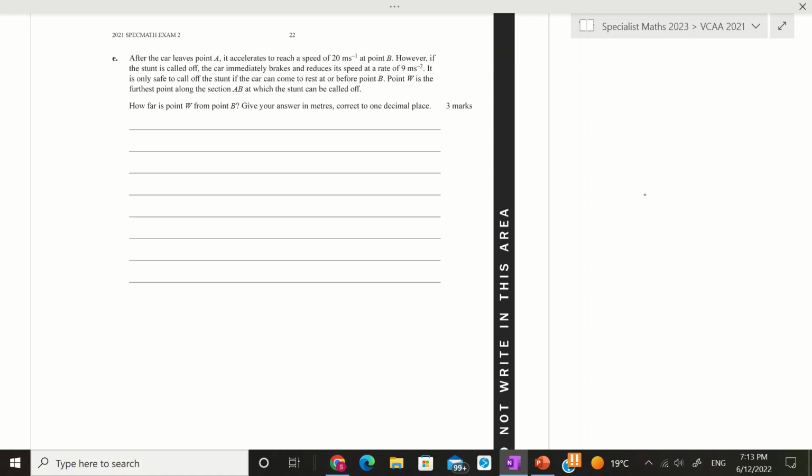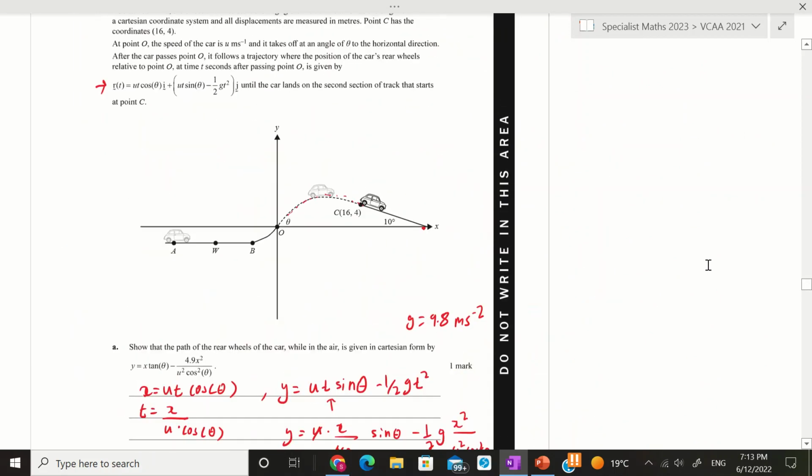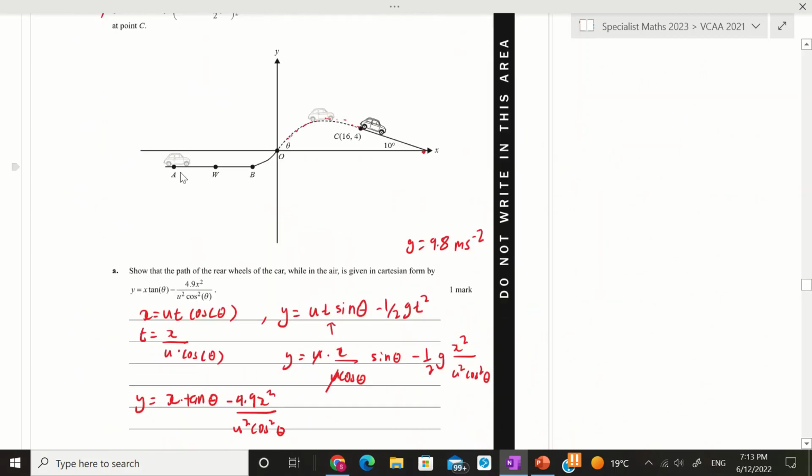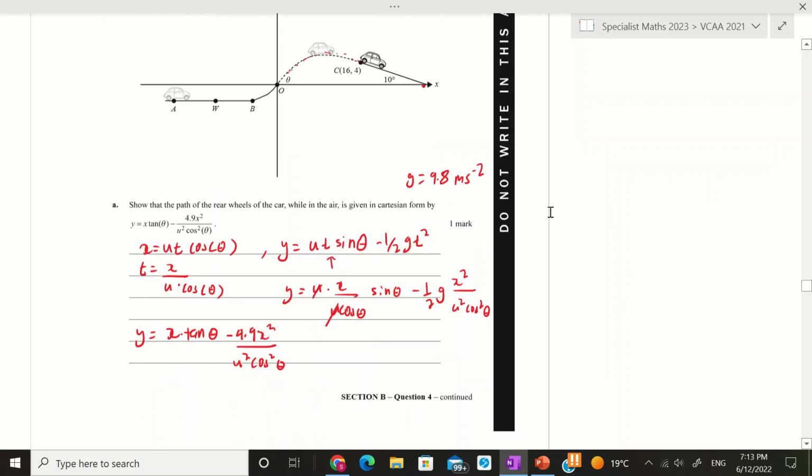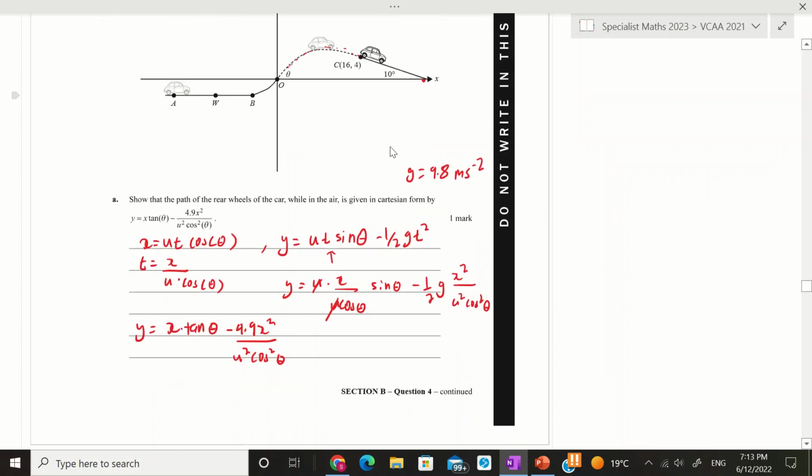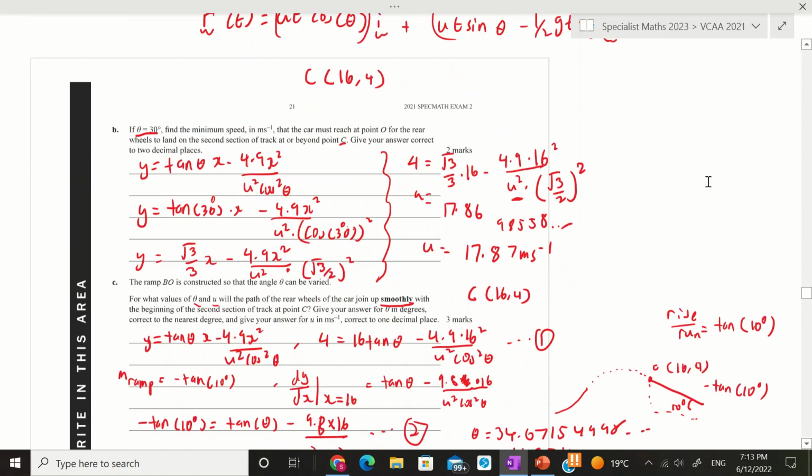Finally, part E. It tells us a bit of a story about how the car leaves at this point A. So if I just go back to the diagram, to help you remember what's happening here, this is the point A. The point W lies between A and B, right? So that's A, W, and B, the points before it reaches this point O on the ramp.